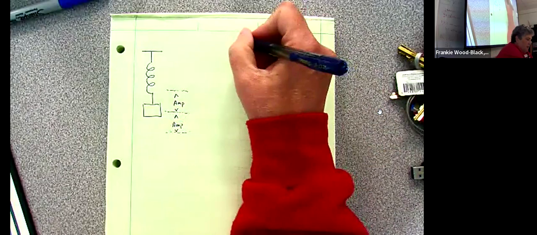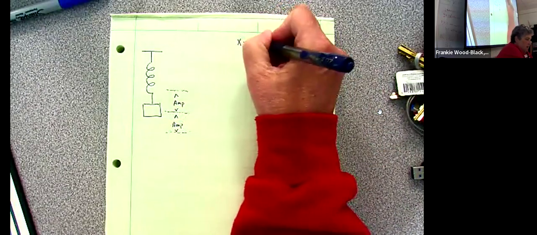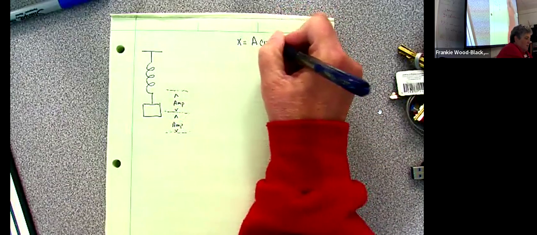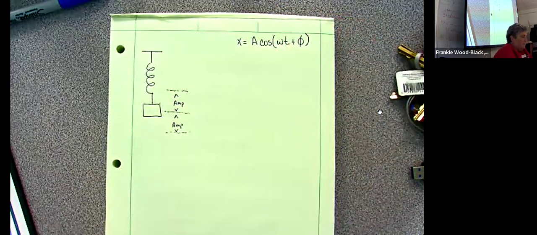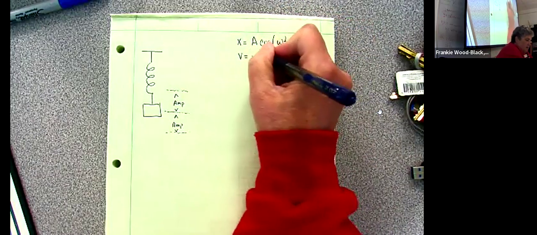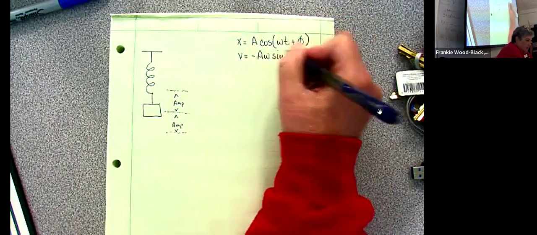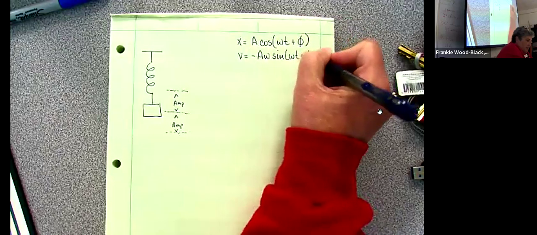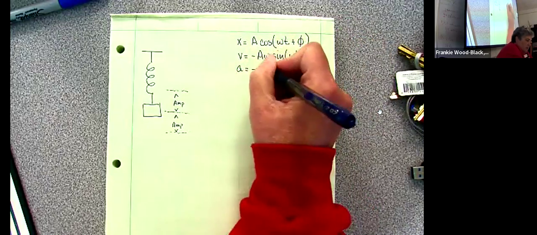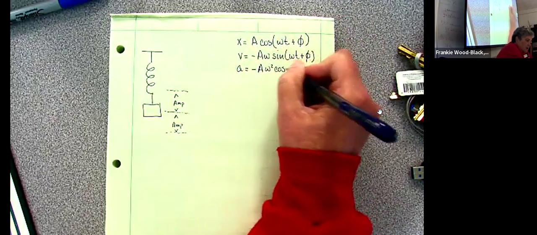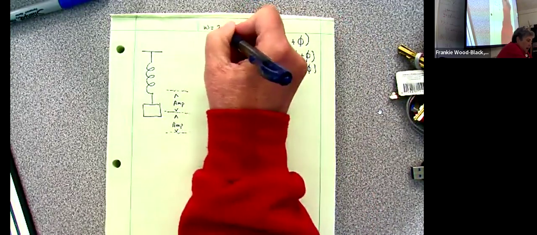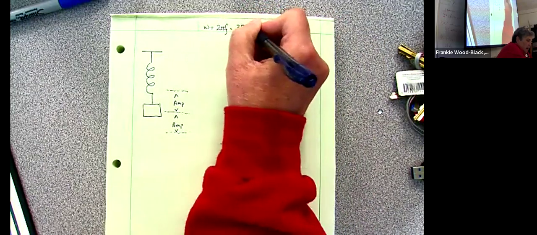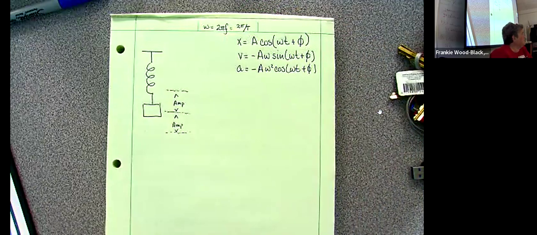And we've been able to say that my position is related to my amplitude: x equals A cosine of omega t plus phi. My velocity is minus A omega sine of omega t plus phi. And my acceleration is minus A omega squared cosine of omega t plus phi, where omega is equal to 2 pi times the frequency, or 2 pi over the period.